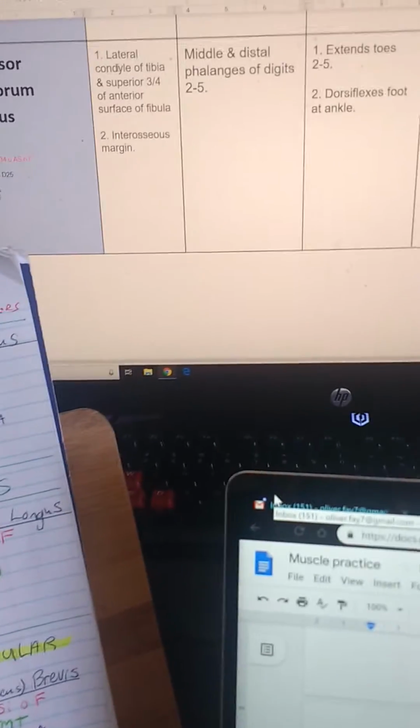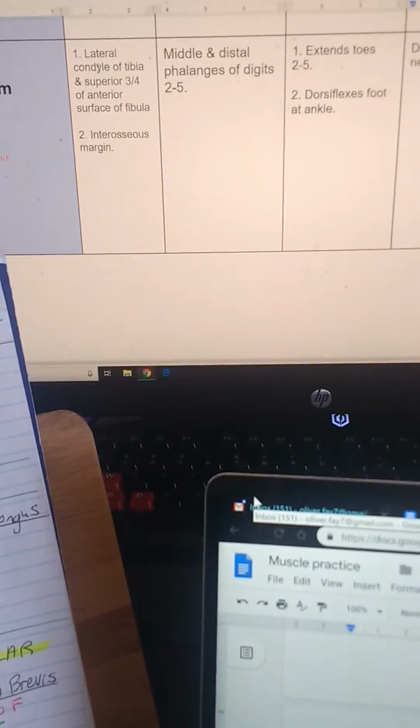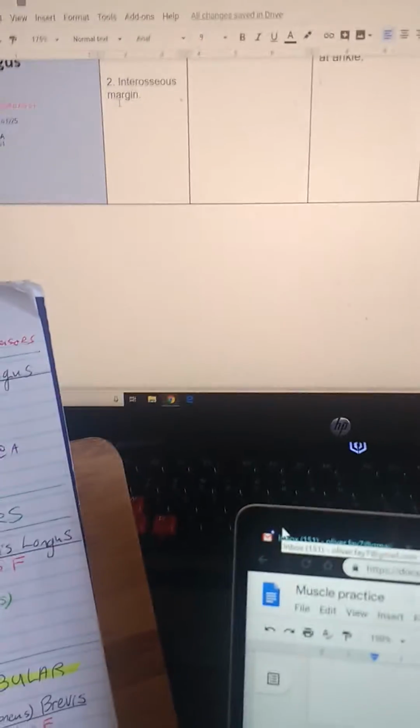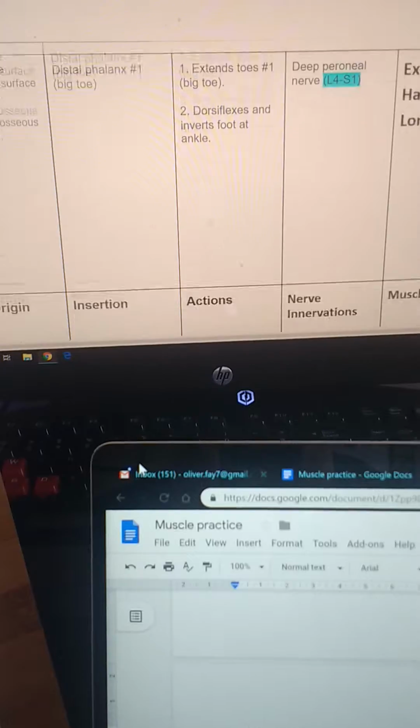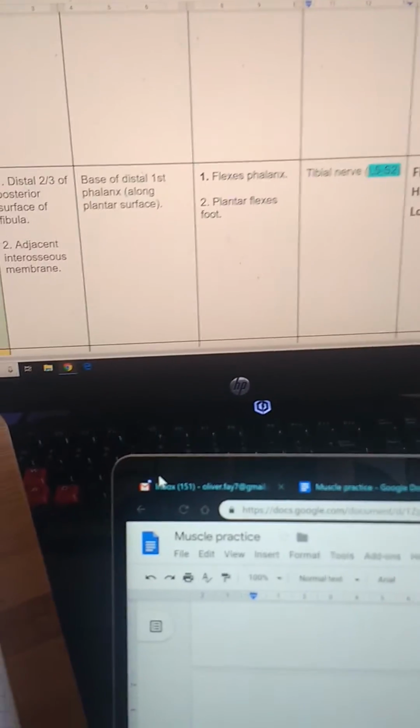I can't even spell one thing incorrectly. Lateral condyle, if I'm one letter off, it's wrong. Interosseous margin, one letter, it's wrong. They're really sticklers for spelling and pretty much having everything correct.